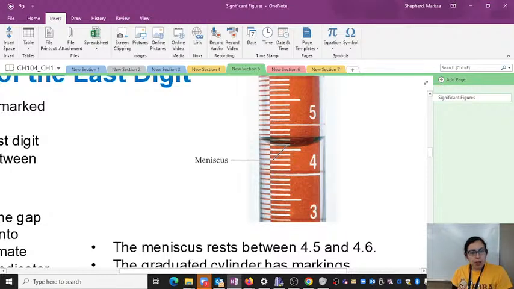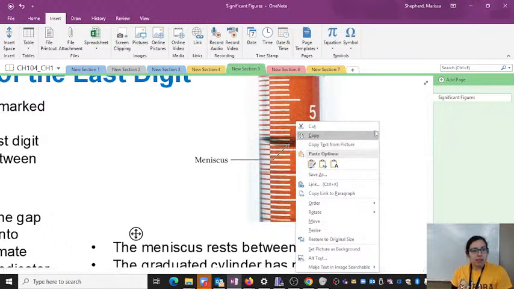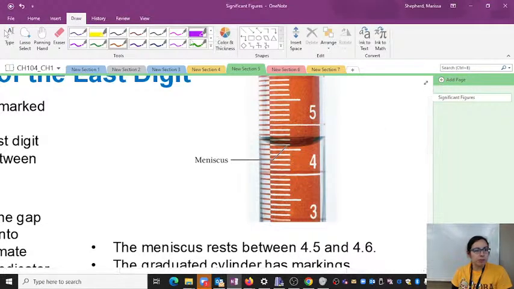And then we want to read from the base of the meniscus here. I'm going to pick a different color. We want to read right at the base, at the bottom of the meniscus. And when you're doing this in lab, you want to get at eye level with your glassware. You might have to bend down, because you want your glassware to be on a flat surface.